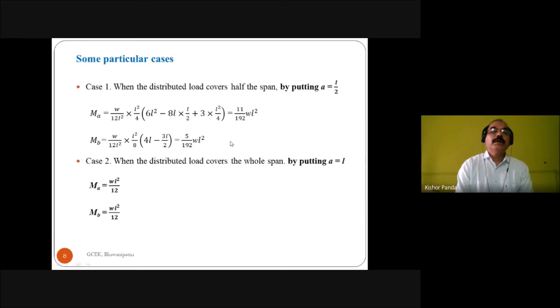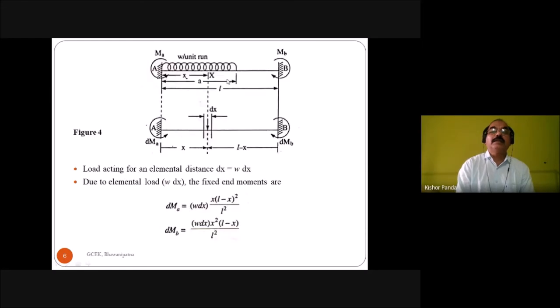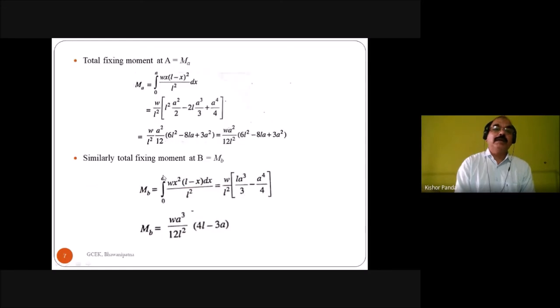Then here you see this is the moment at the end. Using this eccentric loading formula, you can find out the moment at the end. First you have to take the elemental distance and the load acting on it, and using that load you have to find out the moment at the end for this elemental load, dMA, dMB. Then, for the length over which the UDL is present, you take the integration. Then you will find the total moment at the ends A and B, MA and MB.